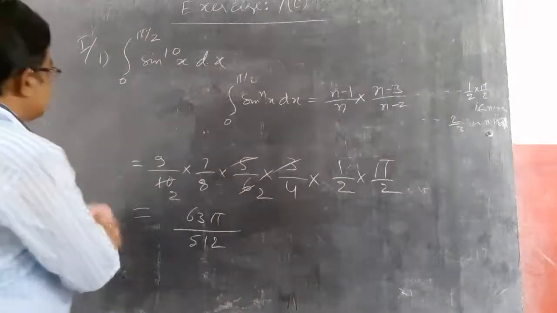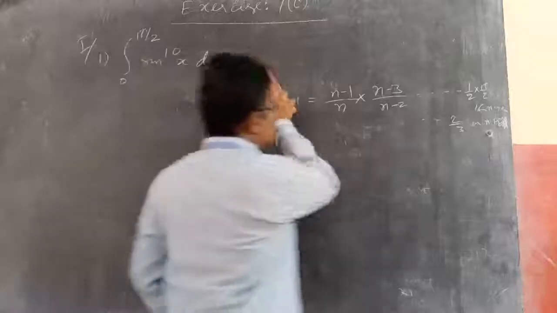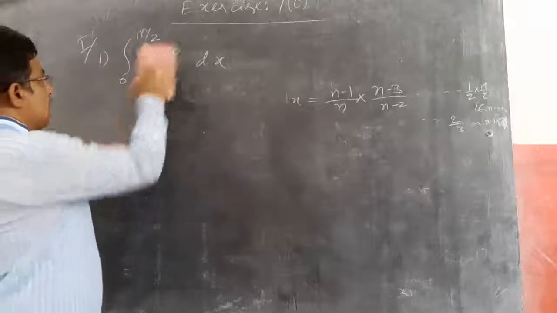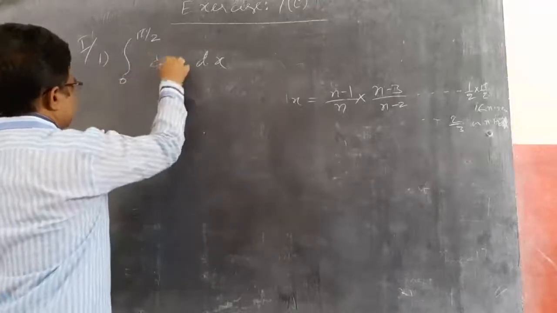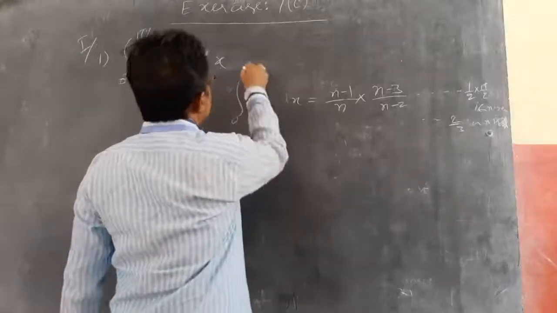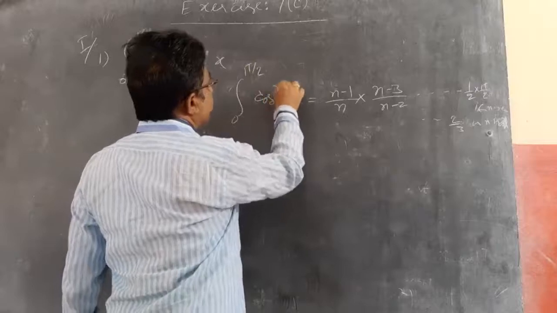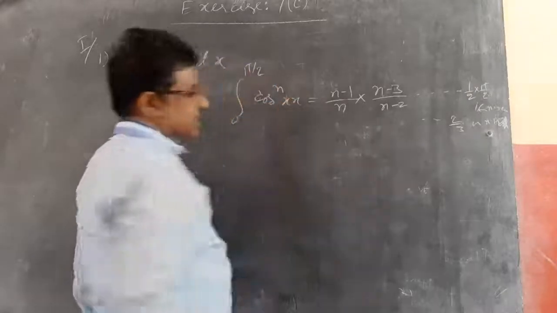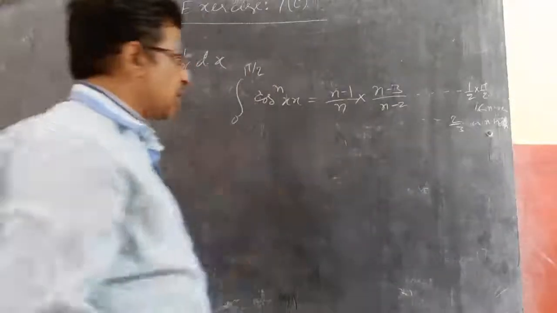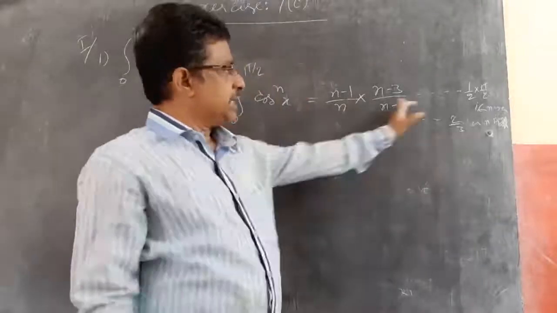Next, same, second sum: integral of 0 to pi by 2 cos power 11x dx. Same concept. Integral of 0 to pi by 2 sin and cos are one and the same, I told you, because f of a minus x is sin of 90 minus theta, which is cos theta only. So if you learn one formula, it will be the same for cos also. Cos power nx dx is also the same. So I just changed this.